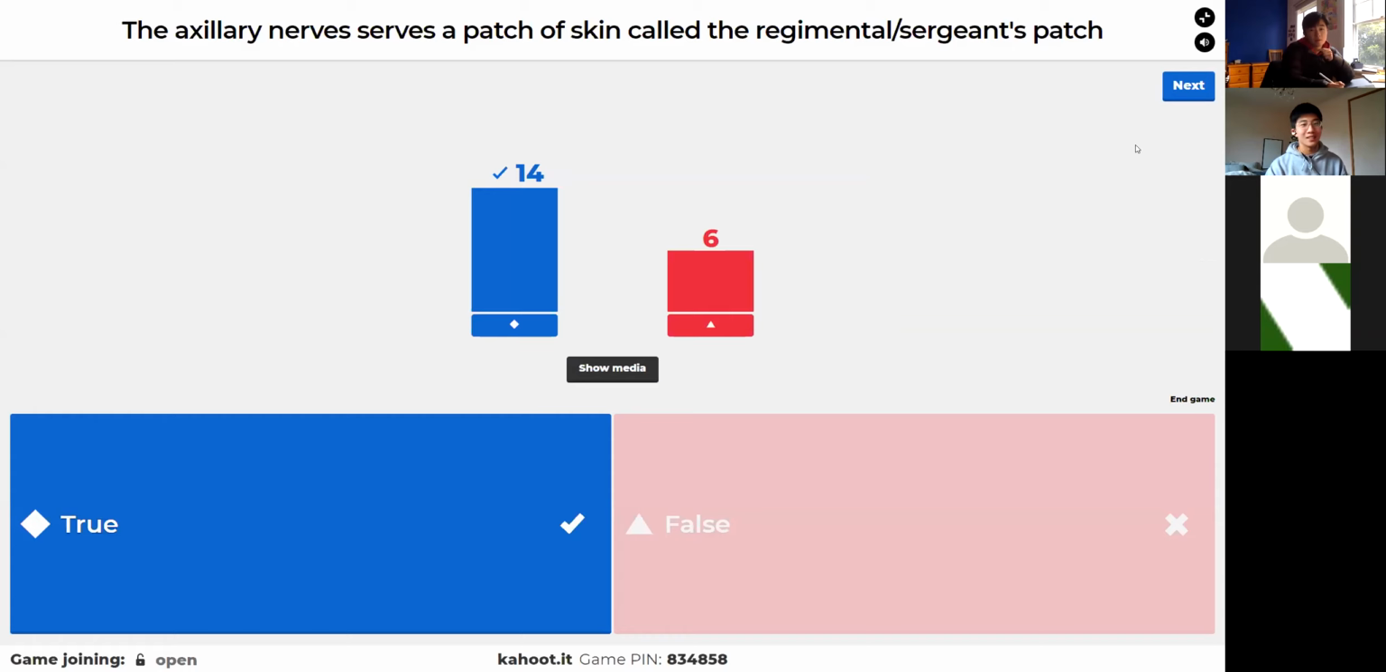Yeah, so once again, axillary nerve and the regimental or sergeant's patch, very commonly referred to. So the axillary nerve, we're referring to the sensory innervation, and your regimental or sergeant's patch is essentially the area of skin on your shoulder where, if you were in the army, you would get, I don't know, patches or something like that, like awards, I think. And that's around your shoulder region on the outside there. So that's called the regimental or sergeant's patch.